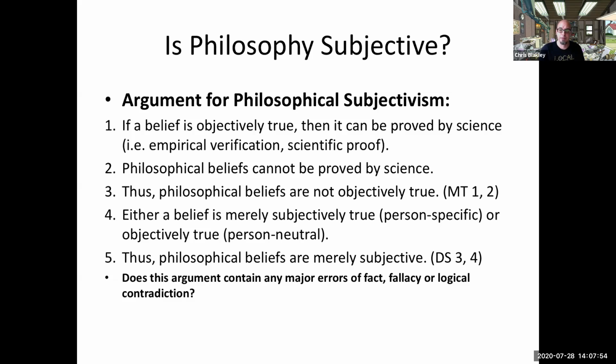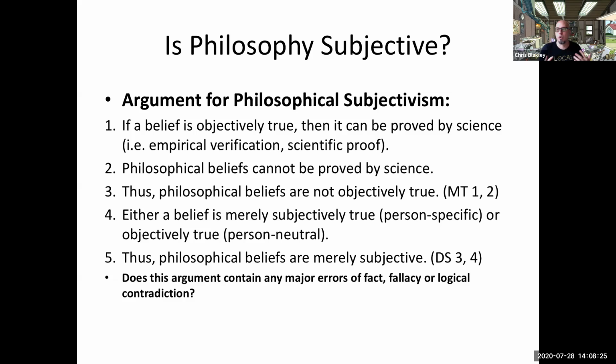Line 4, premise 4: either a belief is merely subjective, in other words, it's person specific, true only for them, or because of them, because they believe it, right? The idea of a subjective truth is that it's true because I believe it's true. Or it's objectively true. It's person neutral. I use "merely" there because things that are merely subjective are representative of just the speaker or the person. They are not objectively true.